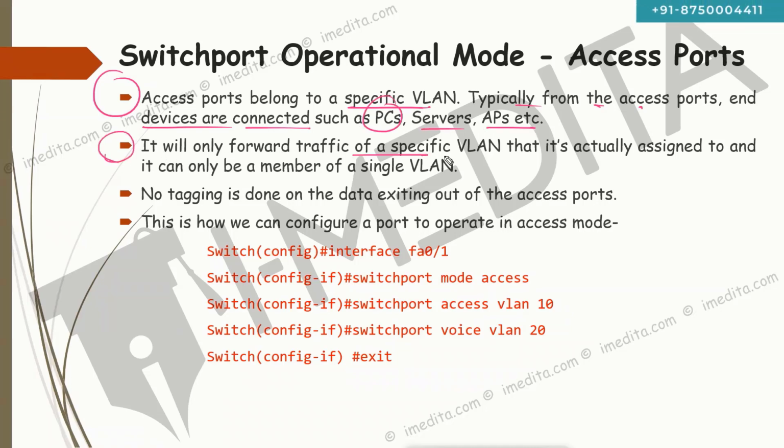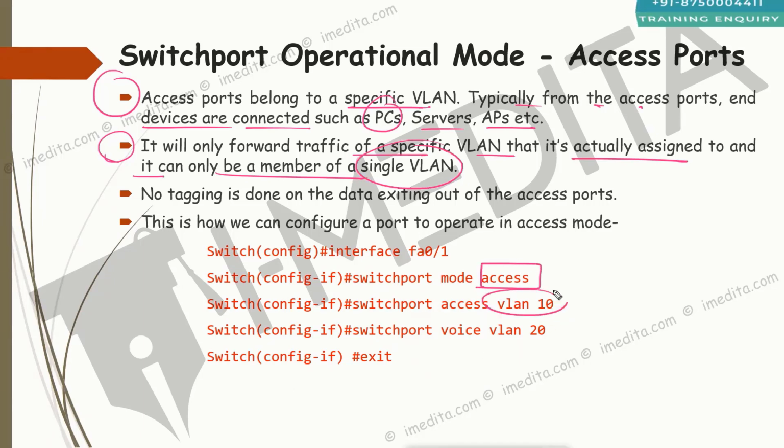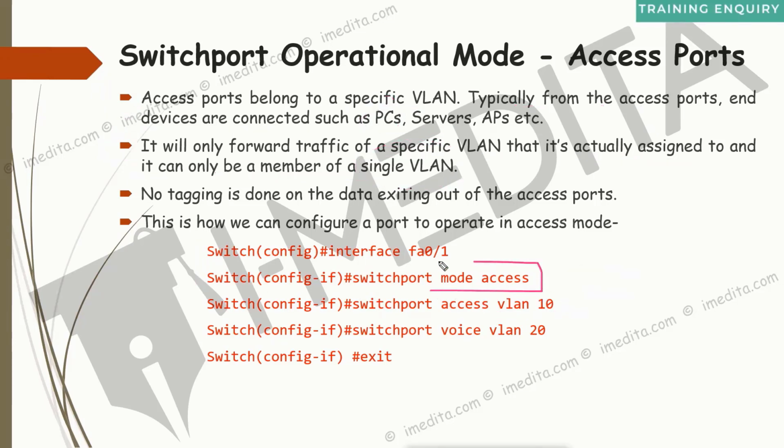It will only forward the traffic for that VLAN which is assigned to that particular port, and it can only be a member of a single VLAN. So if the port is an access port, it will become part of one particular VLAN. It will send and receive the data for that particular VLAN only. How to configure the port as an access port? This is how we configure the port as an access port.